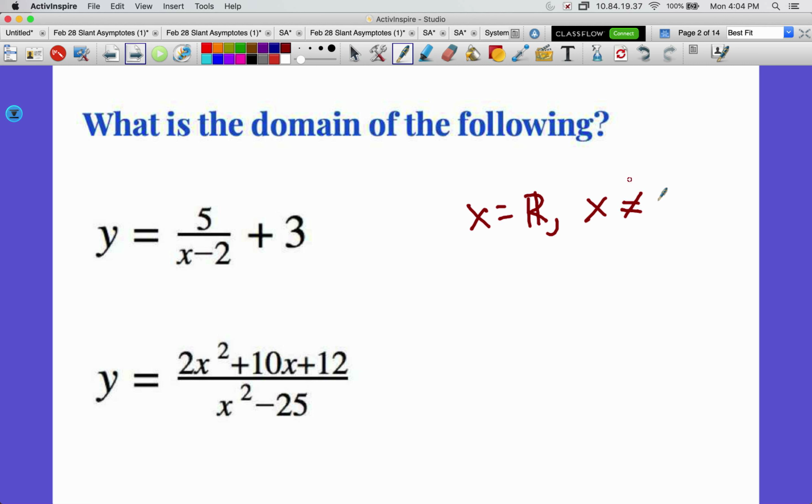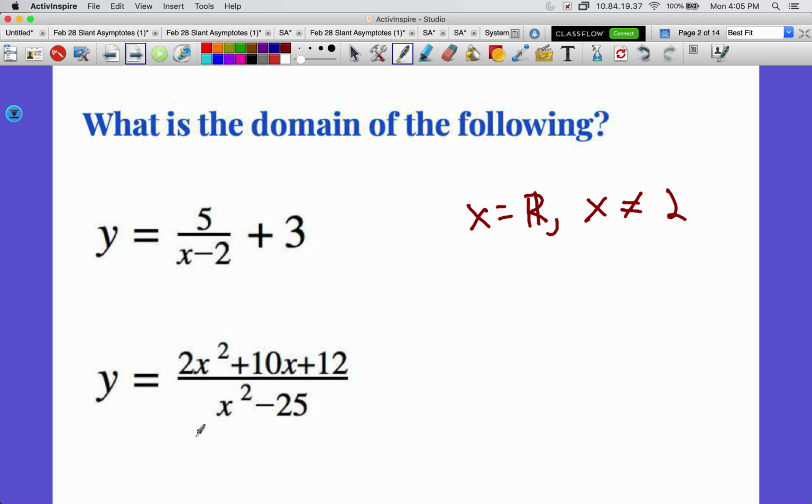Now to figure out those excluded values, we look at the bottoms of the fractions, because pretty much the only thing that we're not allowed to do is divide by 0 when we have a rational function. So we have to just ask ourselves what value causes us to divide by 0. In this top example, it would be the number 2. 2 minus 2 is 0.